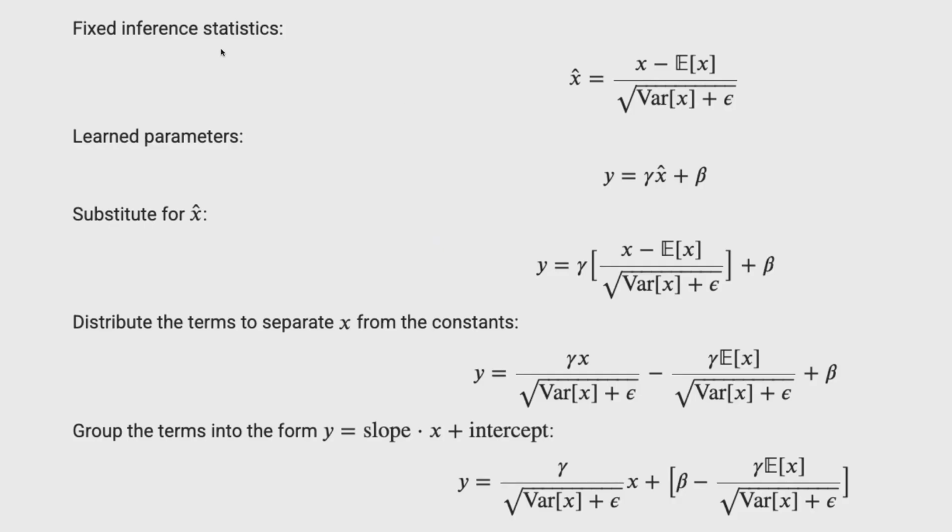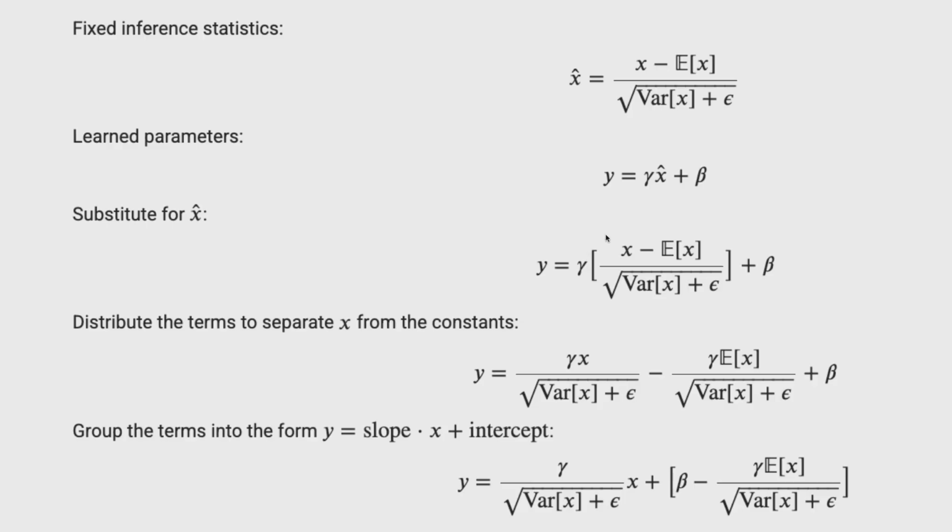So we're going to start with our fixed inference statistics. Here's x hat, which is our normalized x given the running average of our mean and the running average of our variance. Our learned parameters create a linear transformation, gamma x hat plus beta. We're now going to plug in this value of x hat, our normalized x, into gamma x hat here. So we're just dropping this in.